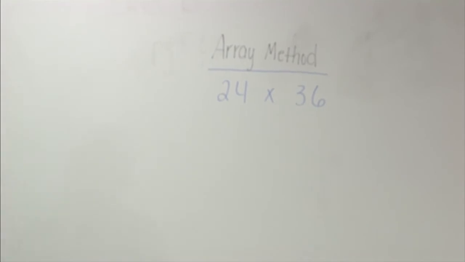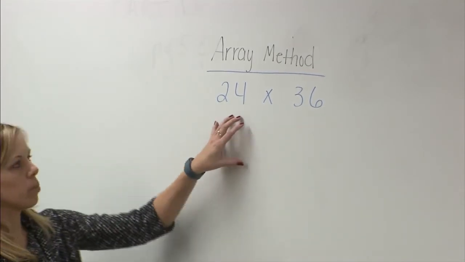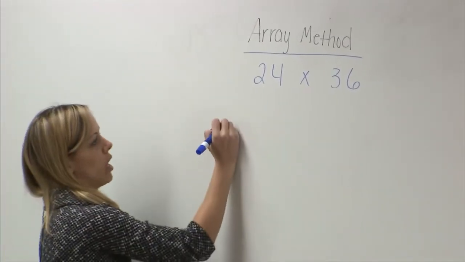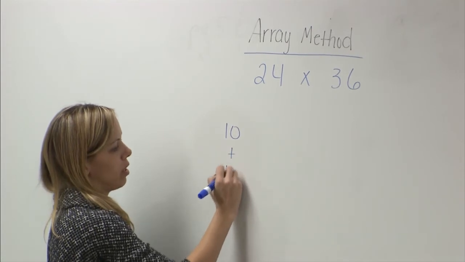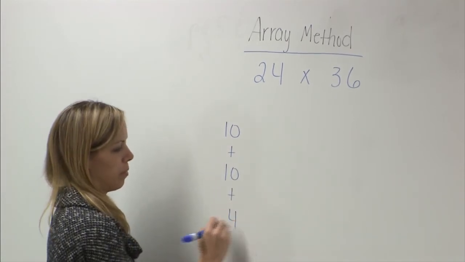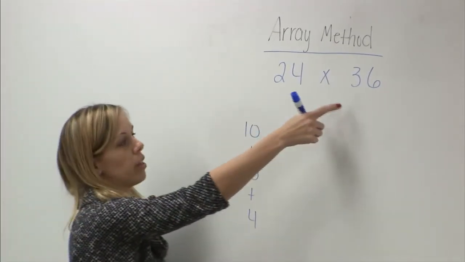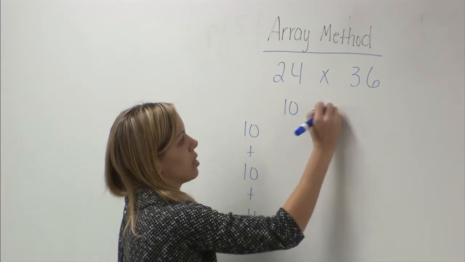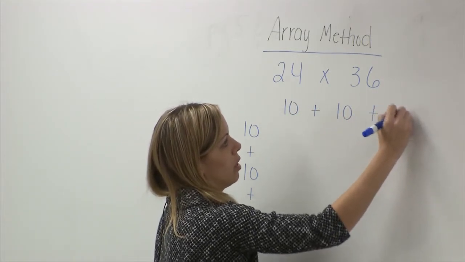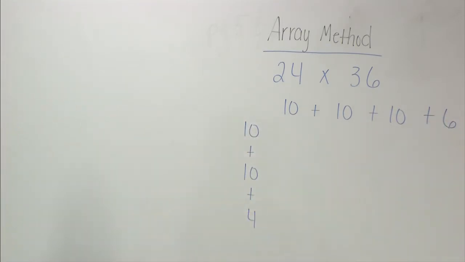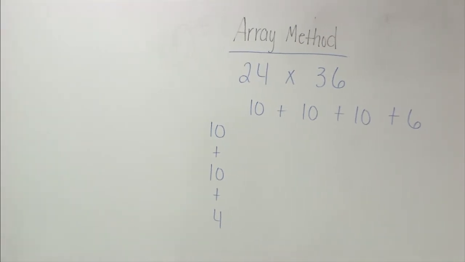So with the array method, for a student who isn't very good at multiplication and doesn't know anything past their tens, what we can do is break each number down. So I'm going to break 24 down into 10 plus 10 plus 4, because I know how to multiply with tens and I know how to multiply with 4. And then I'm going to break 36 down into 10 plus 10 plus 10 plus 6. So the idea here is I don't really know any multiplication past my tens. That's when it gets tricky for me.